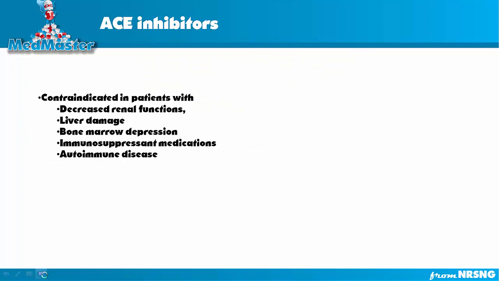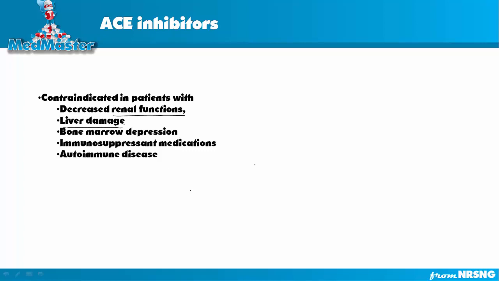Now, in which patients are these medications contraindicated? If we go back to the side effects and the mechanism of action, it's kind of self-explanatory. The first, it definitely decreases the blood flow to the kidneys, so it is contraindicated in a patient who has decreased renal function. Most of the medication is metabolized by the liver. So if a patient has liver damage, you don't really want to give this medication because it can accumulate in the body to a toxic level.